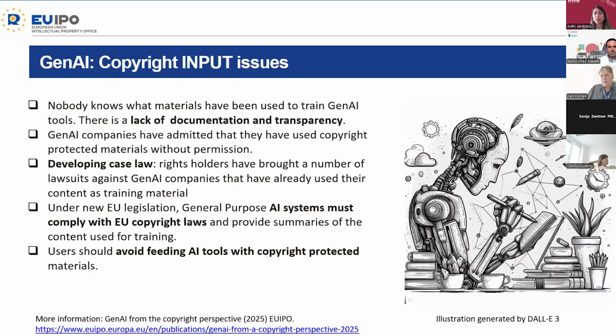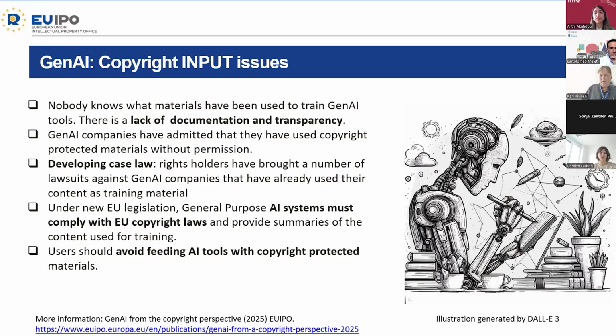At this moment, we don't have any documentation or transparency on which materials have been used to train these large language models. The big companies are admitting that they have used copyright-protected materials without permission, and it has created several law cases which are happening at this moment. And we are following very closely how they are going to influence the laws in Europe and globally.